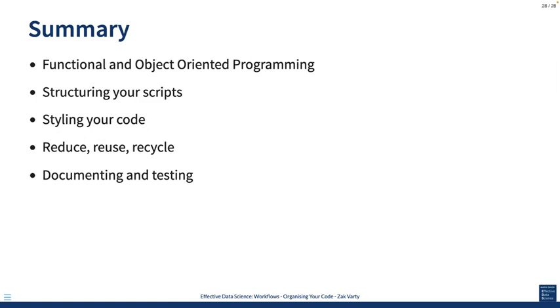Let's wrap up this video then by summarizing what we've learned. We started out with a discussion of the differences between functional and object-oriented programming, and saw that while R is capable of doing both, data science work tends to have a more functional flavor to it. We then described how to structure your scripts and how to style your code to make it as human-friendly and easy to debug as we possibly can. Finally, we discussed how to write DRY code that is well documented and well tested.